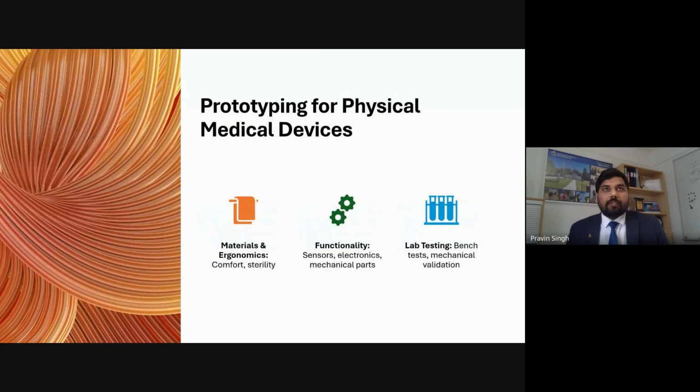And if we go to prototyping for physical medical devices, medical devices require physical prototyping to test ergonomics, safety, and durability. For material and ergonomics, we ensure comfort, sterility, and usability. For functionality and testing, we take sensors, electronics, and mechanical parts, and then go for lab testing, that is bench tests and stress analysis for durability. For example, a new insulin pump is 3D printed for ergonomics testing before sensors are added.